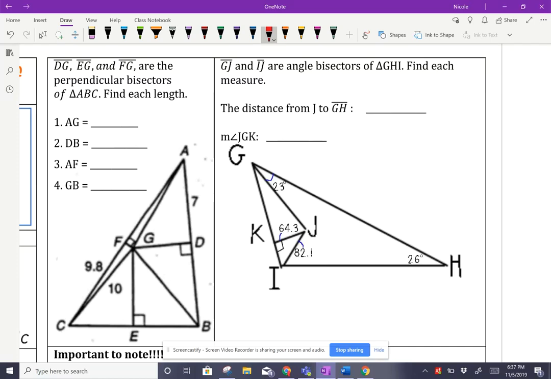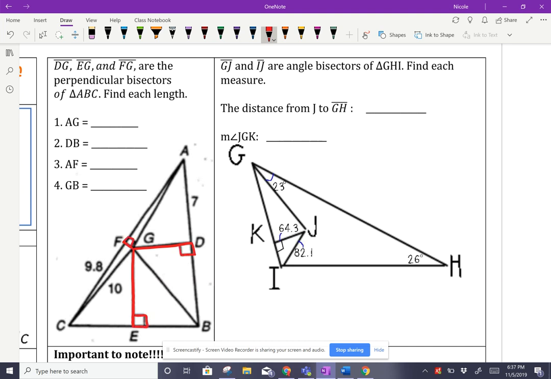Alright, I'm going to just blow through some examples and then cover some quick last minute notes. These are from both perpendicular bisectors and angle bisectors. So I have DG, EG, and FG are the perpendicular bisectors. So I know I have perpendicular bisectors. So we're right here, and right here. So you can see our tiny little right angles.